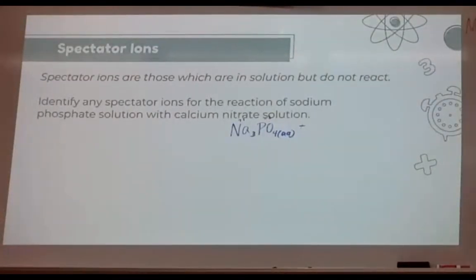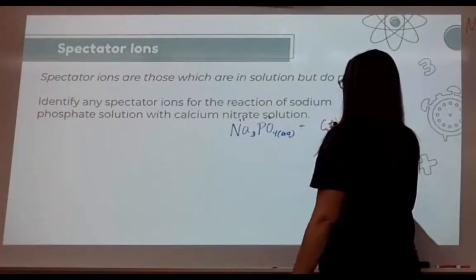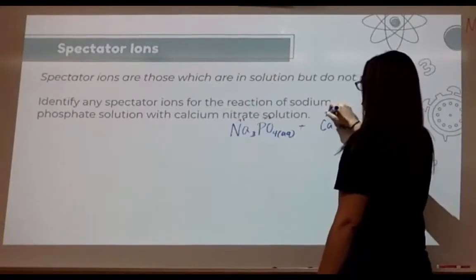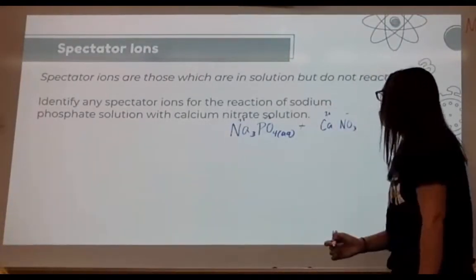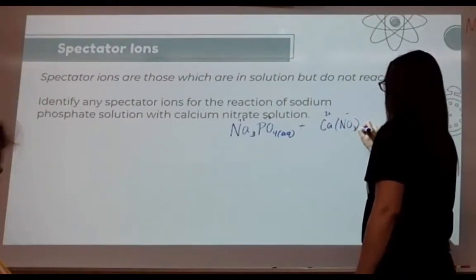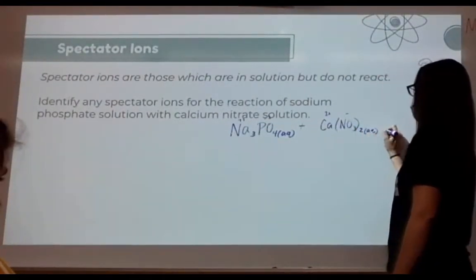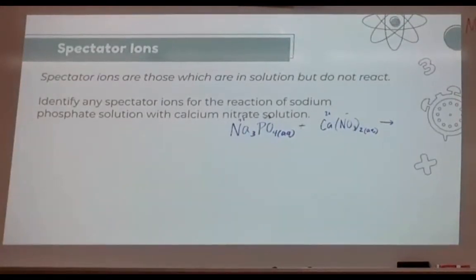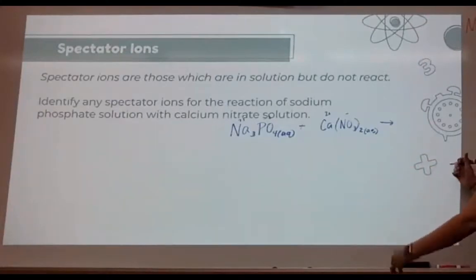And calcium nitrate. Calcium is 2 plus, nitrate is minus 1. So there's our reactants. So now we have to actually figure out products before we can do anything else.